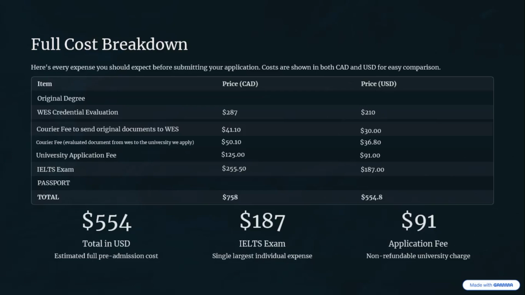And as we know, when we do budget planning or costs, unexpected surprises might come in, so you have to make sure you have maybe 10, 15, 20% extra ready just in case. So total in USD we have 554 American dollars.